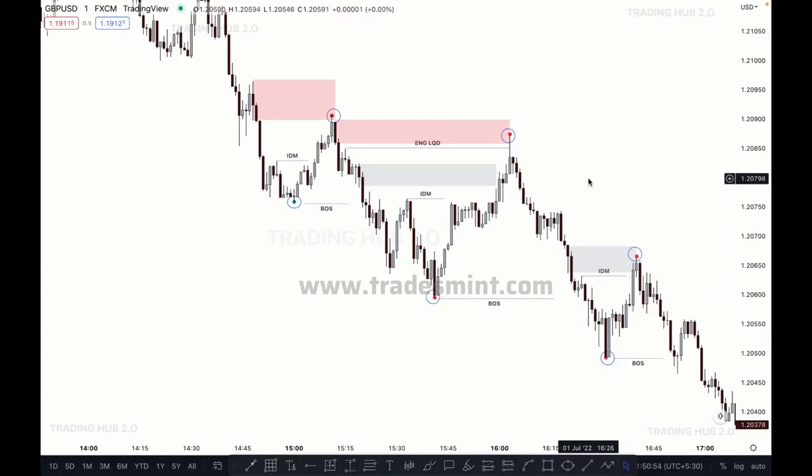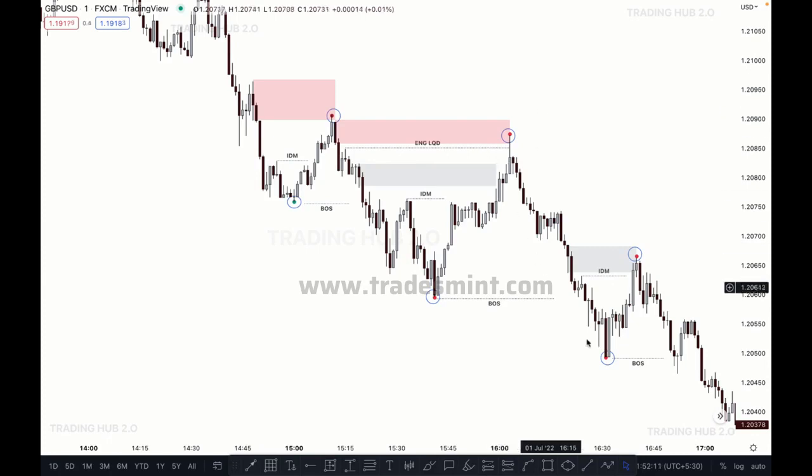Before taking entry, you must remember one thing: in a bullish market, buy after the low is taken out, and sell when the market takes out a high, like here. When the market takes out the high, then sell; when the market takes out the high, then sell. Same thing is here. So this is a simple way to identify inducement and engineering liquidity.